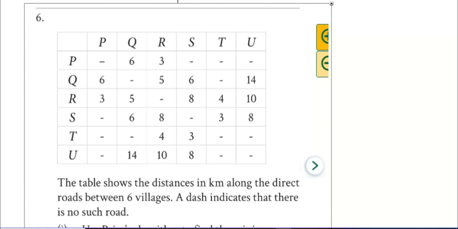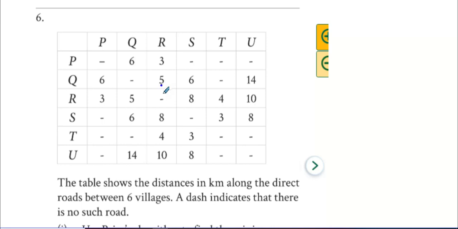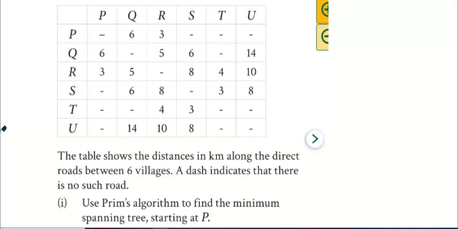Distances in kilometers along the direct routes between villages. So for example, Q to R, or R to Q, is what? 5 kilometers. P to R, or R to P, is also 4 kilometers. Is that okay? So what you do is you start off, where do they ask you to start off? They ask you to start off at P.